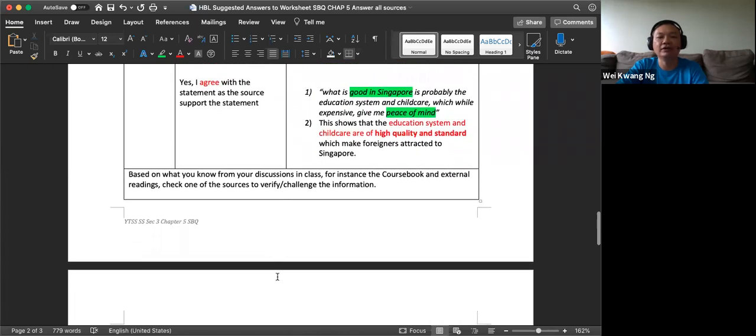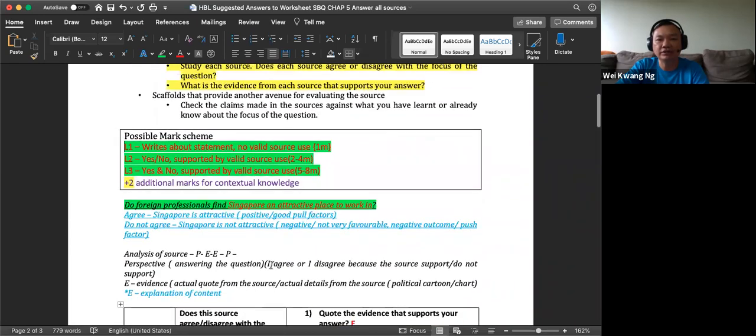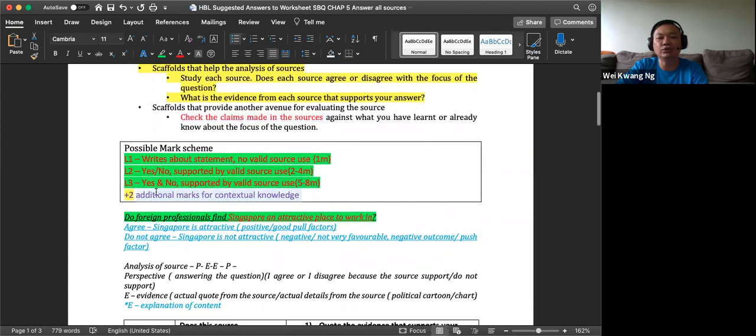Okay, now the next part is this thing over here. Let me go back to this. The next thing is that you need to do the following. You need to check the claim that was being made in the source. This will give you your additional 2 marks.